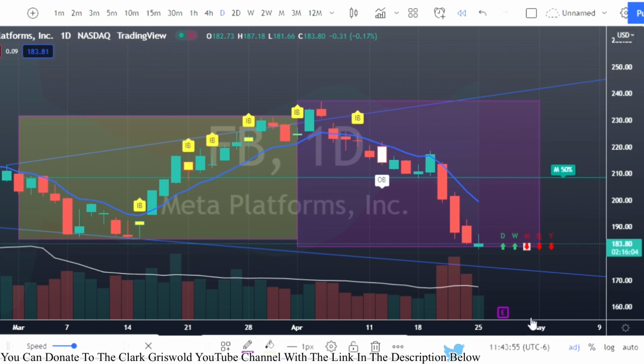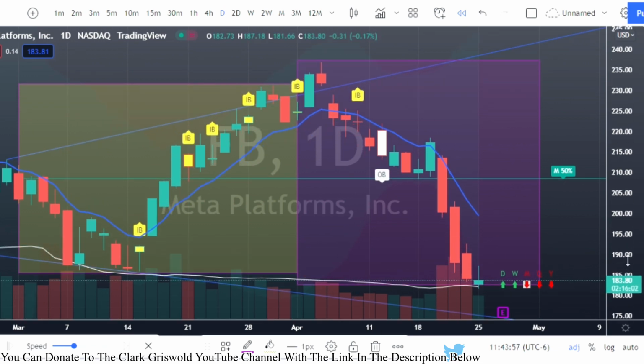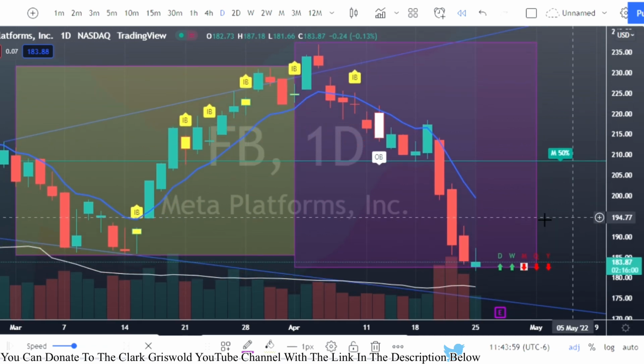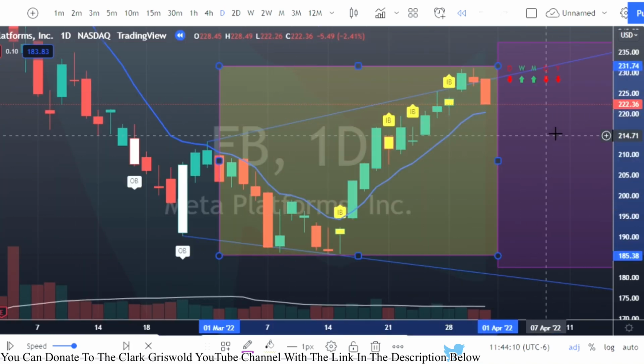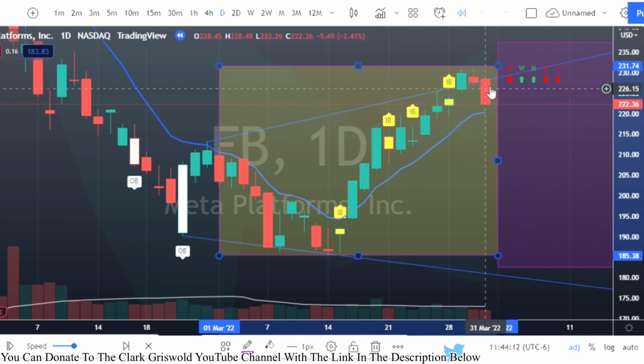So if we go in, I'm going to go into a replay for this, and we'll see how this worked out for us, okay? So let's take it back to here, okay? So we're in the month of March. That's the last daily candle in March. We're on the daily chart here, okay?